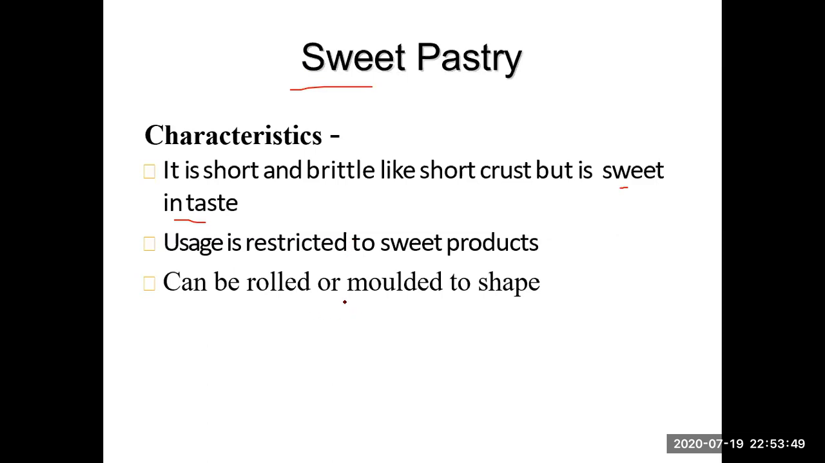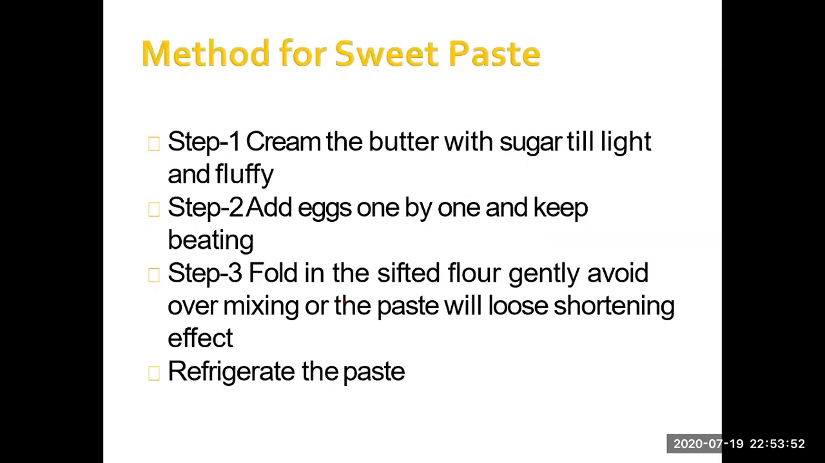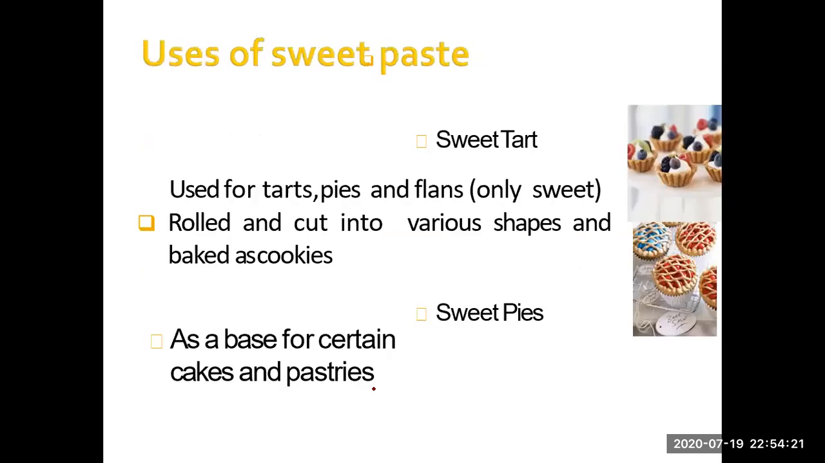molded to shape. Okay, and if you go for the method, it is to cream the butter with sugar till light and fluffy. That means you have to prepare the cream first, then add egg there, and keep beating. After that, you have to fold in the sifted flour gently. Avoid over mixing or the paste will lose its softening effect. Then you have to prepare the paste. This paste looks almost like a semi-butter paste or cake paste.